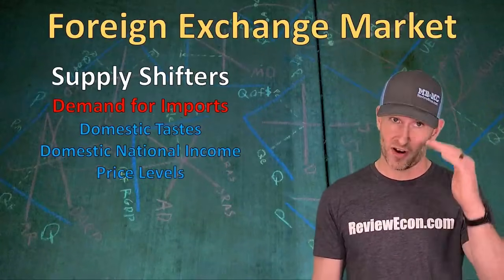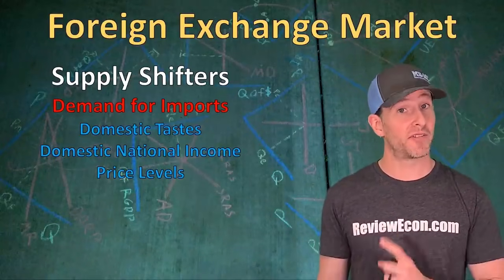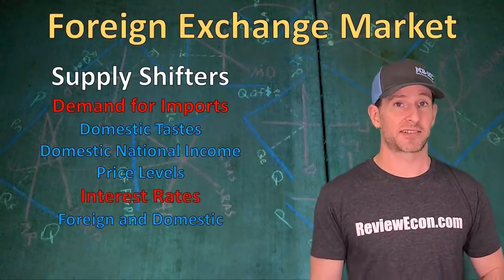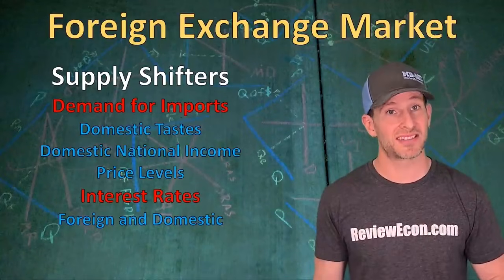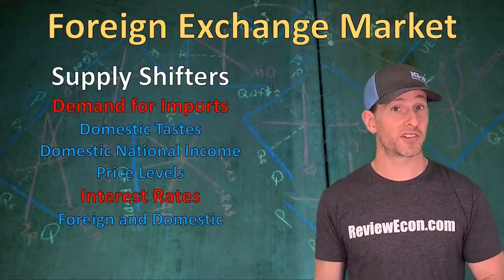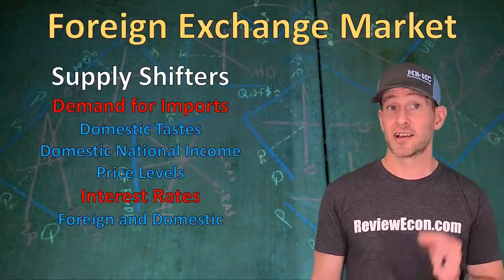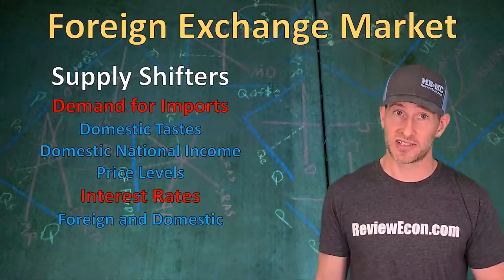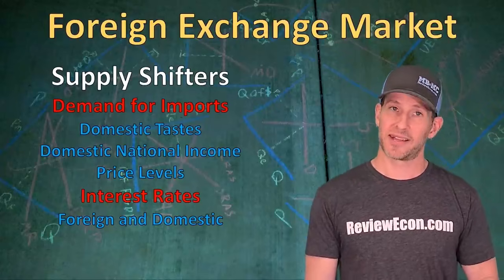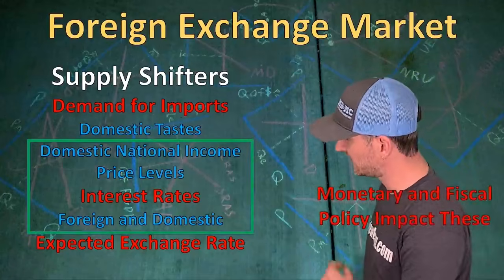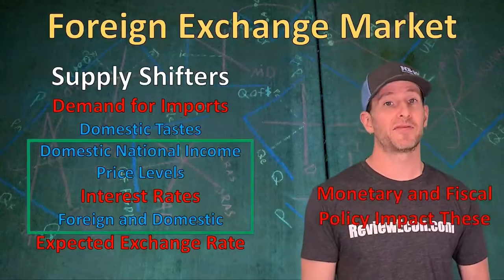Finally, under this category of demand for imports, we have the price levels in our country and in other countries. If our price level falls, then we will demand fewer foreign goods, supplying fewer dollars. We also see interest rates as a supply shifter because foreign investors seek high rates of return. If interest rates in the United States fall, then foreign investors will sell their assets in the United States, supplying more dollars in the international markets as they purchase currencies where interest rates are higher. And the last one again is expected future exchange rates. And once again, these ones here are impacted by monetary and fiscal policy.